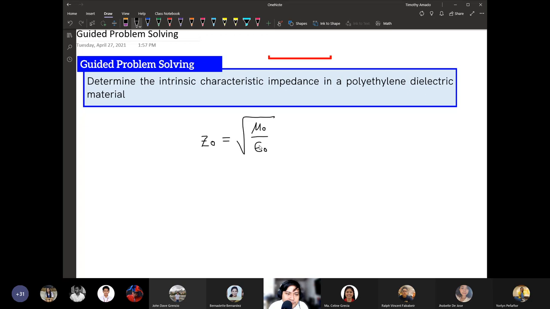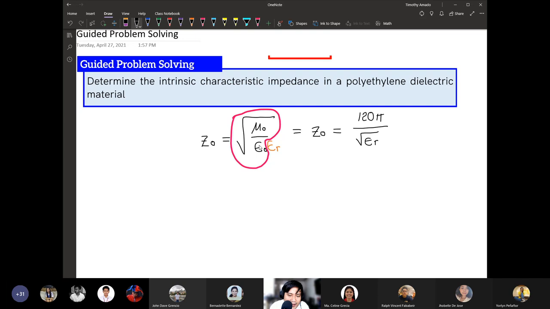So, what do you think will change kung wala na tayo sa free space? Ang magbabago, syempre, is ito. Kasi magkakaroon ng dielectric, so magkakaroon ng ER. Pag minanipulate natin tong formula natin, we have Zeo is equal to square root. What's the value of square root ng mu O over epsilon O? The value of that is 377, or approximately 120 pi. So, we have 120 pi divided by square root of ER.